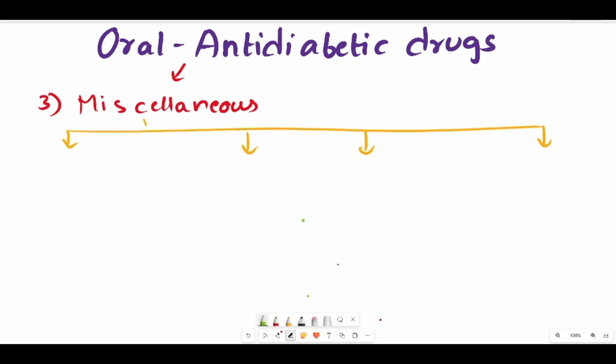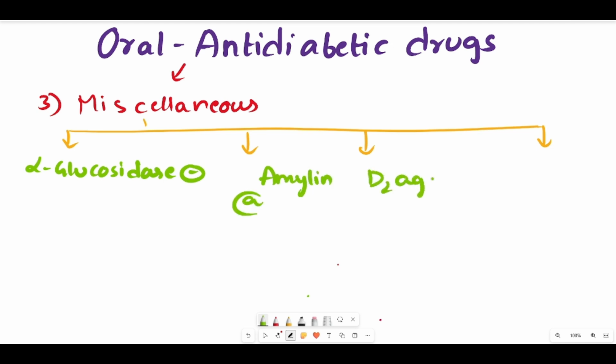And the third class is miscellaneous. It is further divided into four classes. The first one is alpha-glucosidase inhibitors. Second class is amylin analog. Third class is dopamine agonist. And the fourth class is sodium glucose cotransporter 2 inhibitors.